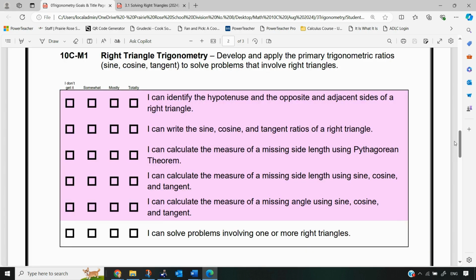By the end of this lesson, you should be able to identify the opposite, adjacent, and hypotenuse sides of a right triangle given a reference angle. You should be able to write your primary trig ratios for sine, cosine, and tangent. You should be able to determine the measure of a missing side length using Pythagorean theorem or using your trig functions. And you should be able to calculate the measure of a missing angle using your trig functions.